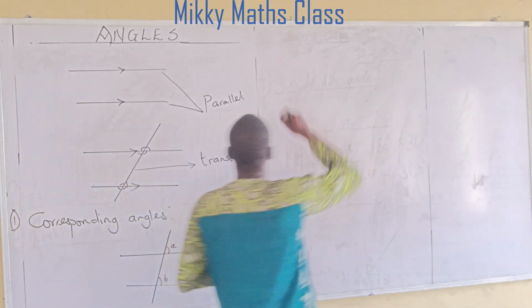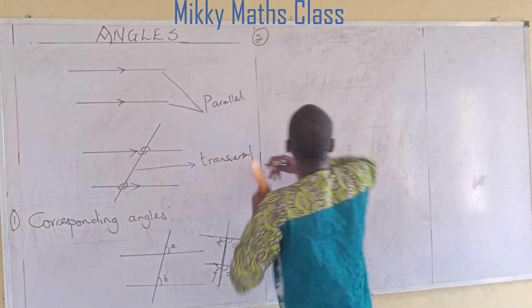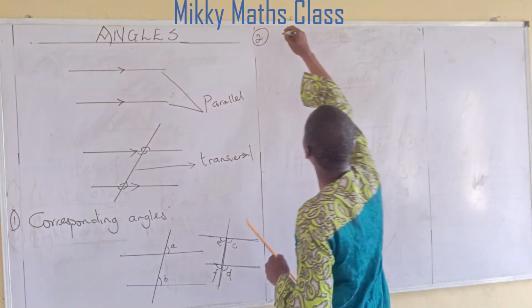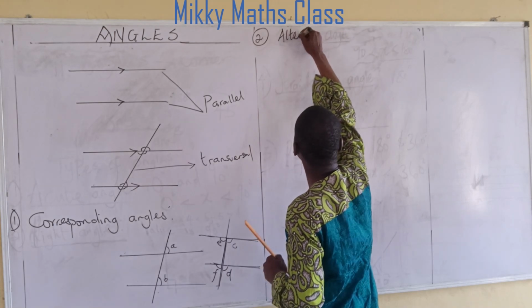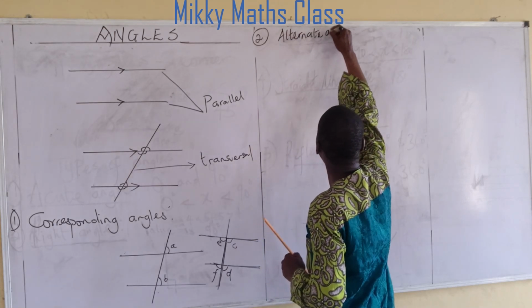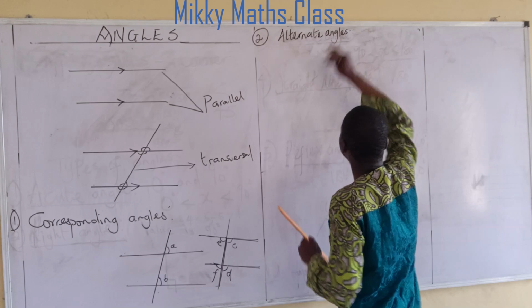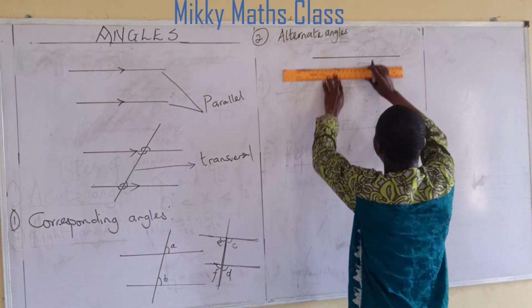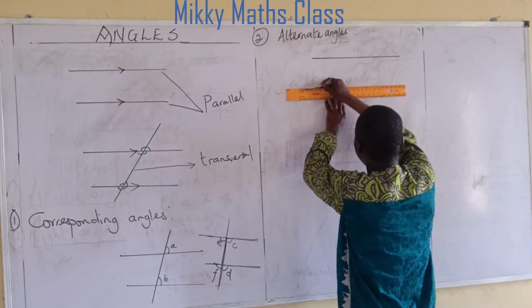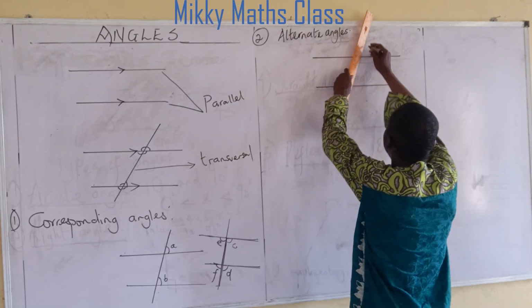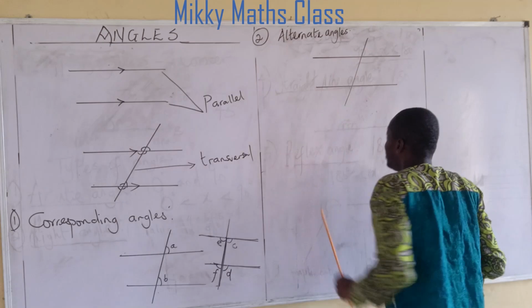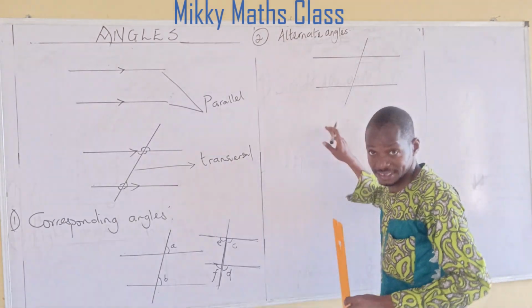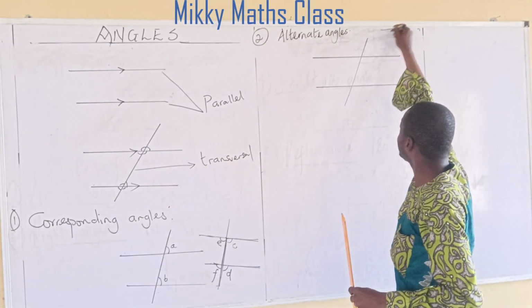Now let's look at the second thing that can be formed. We have what we call alternate angles. Alternate angle is also known as the Z angle. The Z angle. Now, if I can form Z, look at it, the Z angle.